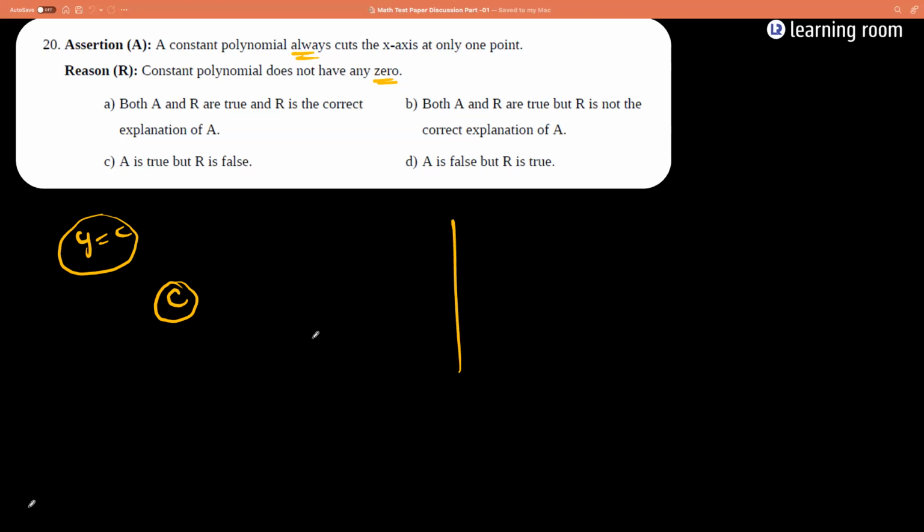See, y is equal to C is a line like this. Am I right? Yes, sir. So when it is like this, it does not have any 0, meaning it is not cutting the x-axis. So what I can say is A is false and R is true.